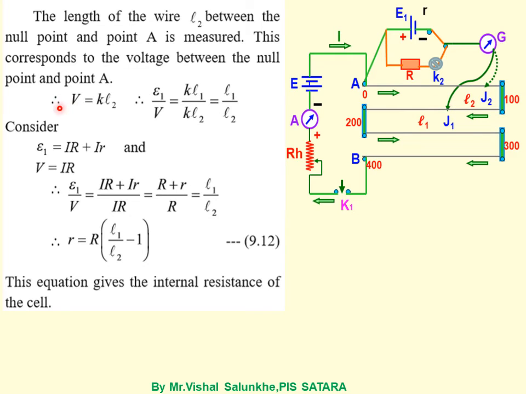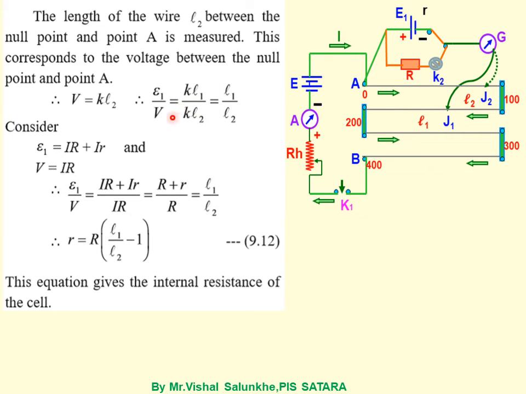Again, as I said, there will be a potential drop. So here we cannot write E as we have written in the previous case. We can write V is proportional to L2, that is V is equal to K L2, because K is the potential gradient in this case. So now we have both equations. In the first case, K2 was open, and at that time we got E1 is proportional to K L1. But if you close key K2, then the EMF becomes a potential drop. So here we got V is proportional to K L2. This is equation number 1, and this is equation number 2.